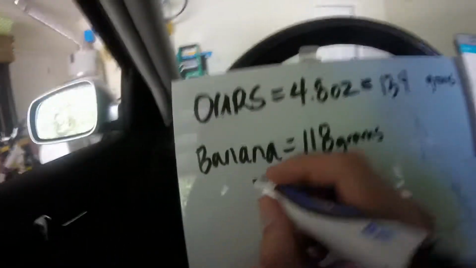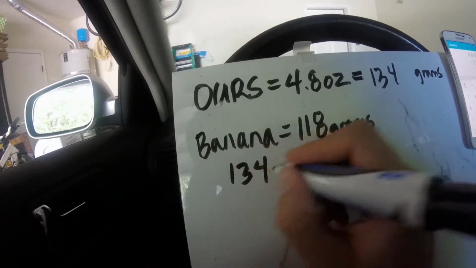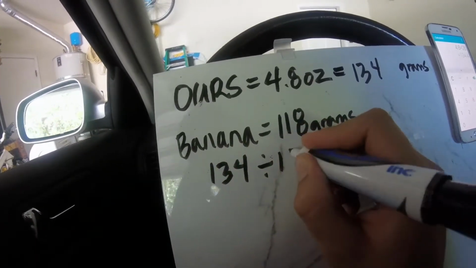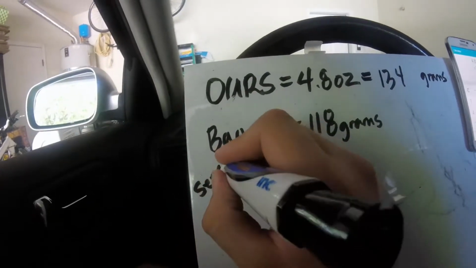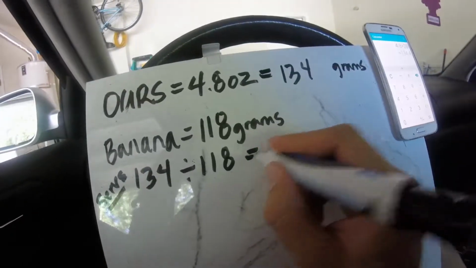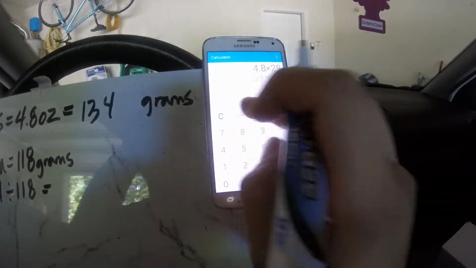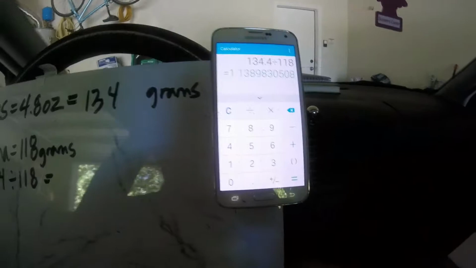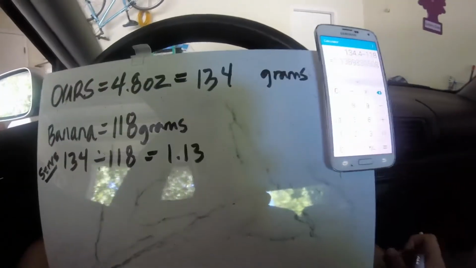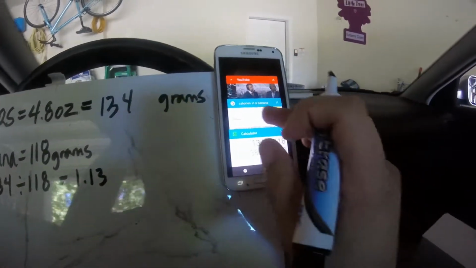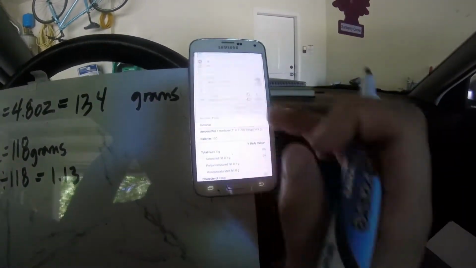134 grams gets divided by 118 grams. And what this is going to do is give us our serving amount. So it'll give us exactly how many servings our banana is in comparison to the constant serving that we have. So we have 1.13 servings with our 4.8 ounce banana.